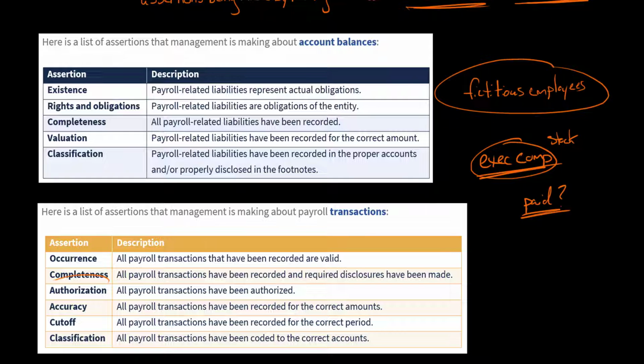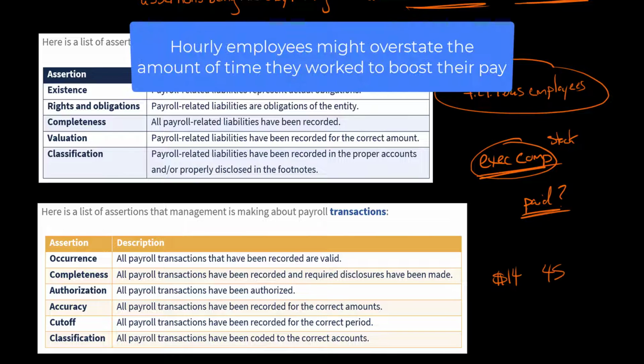Now, authorization, we want to make sure. Management is asserting that, okay, these transactions have been authorized. And you say, well, what do you mean? Well, for example, if an employee was paid $14 an hour, was that actually the authorized rate? And if an employee was an hourly employee and they were paid for 45 hours of work, did they in fact work 45 hours? Maybe they only worked 30 and they overstated their time or things like that.